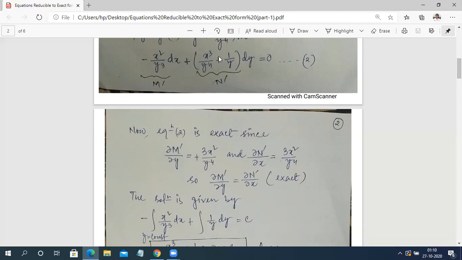Similarly, in N', we partially differentiate this N' with respect to x, and it will be 3x² upon y⁴. And this term is constant, so it will be 0. So now you can see easily that these two values are same. That means that after multiplying with the integrating factor, the equation 2 will become exact.